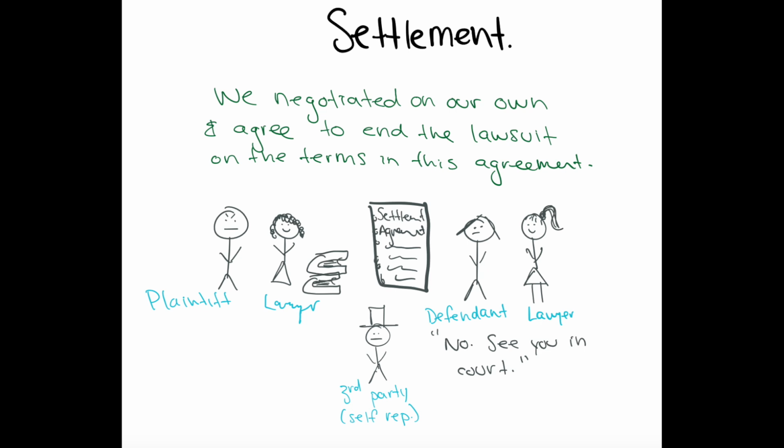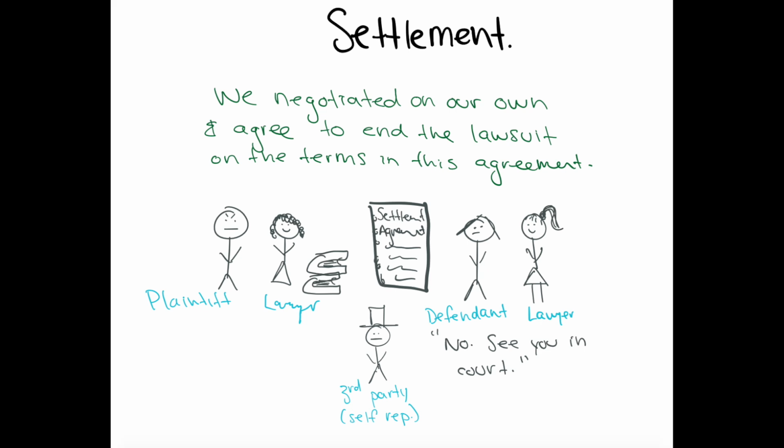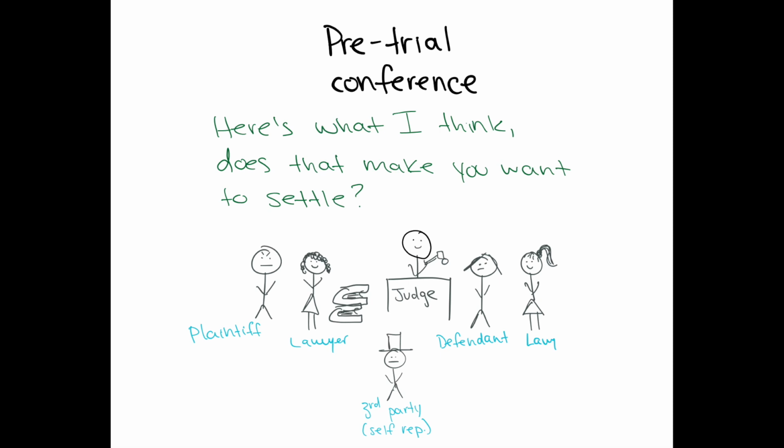Absent settlement after an examination for discovery, many jurisdictions have a mandatory step of a pretrial conference. A pretrial conference is a meeting between the parties, which are the plaintiff and the defendant and their lawyers if applicable, where they'll outline their case for the judge, and the judge will give them their opinion on where they think things are headed.